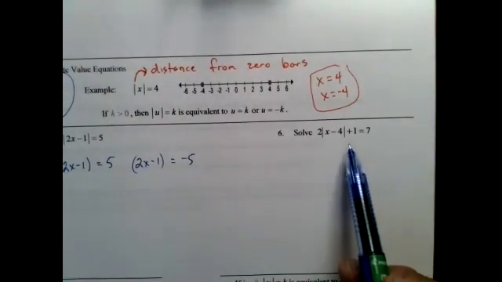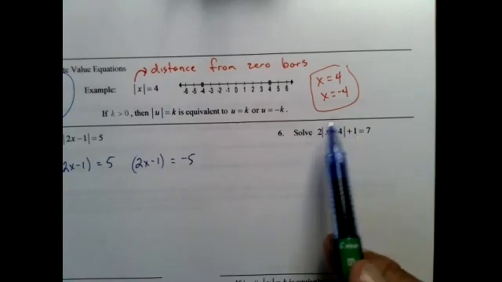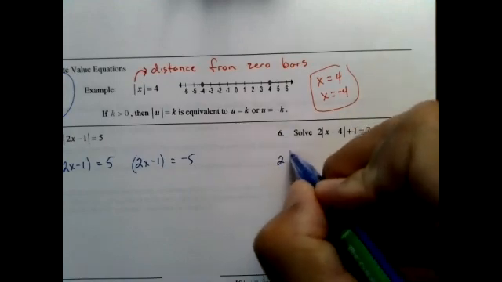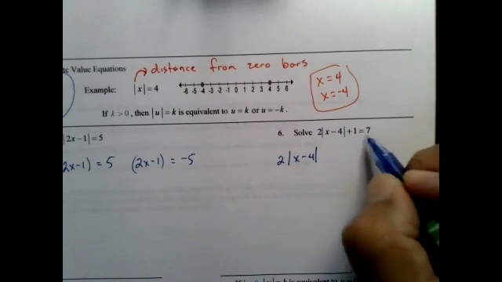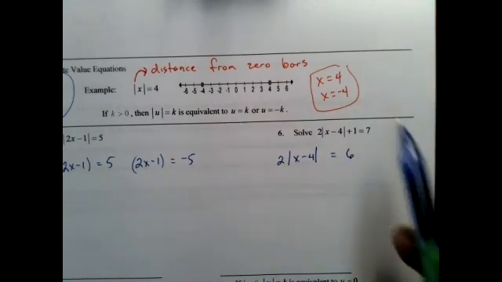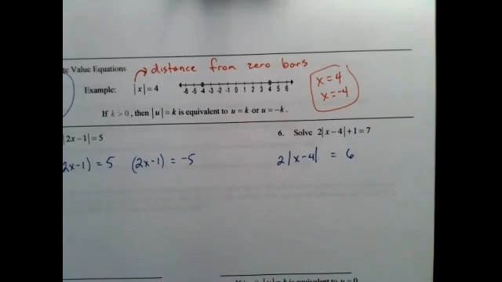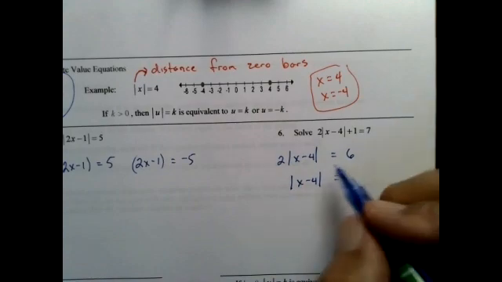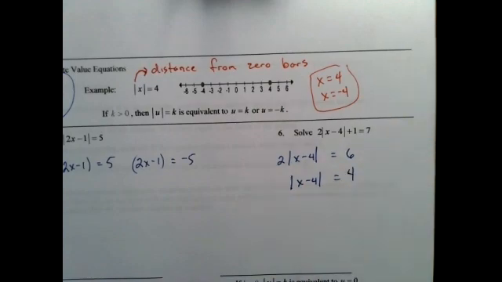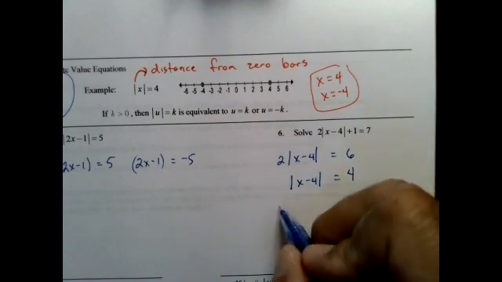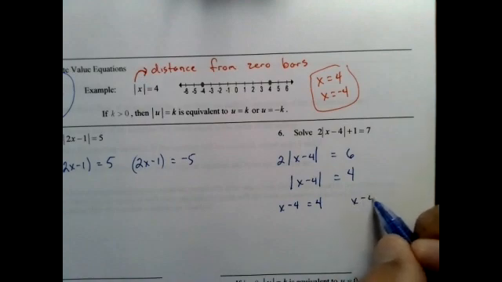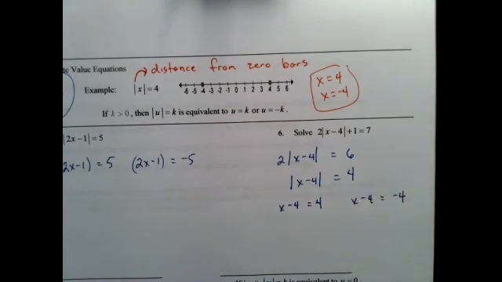If I take a look at number 6, this does not look like number 5. Number 5, we had the absolute values alone. Well, I can do that. I can write this as 2 times the absolute value of x minus 4 equals 6. I subtracted 1 from both sides. And I can divide by 2, so the absolute value of x minus 4 equals 4. That means x minus 4 is going to equal +4, or what's inside is going to equal -4.